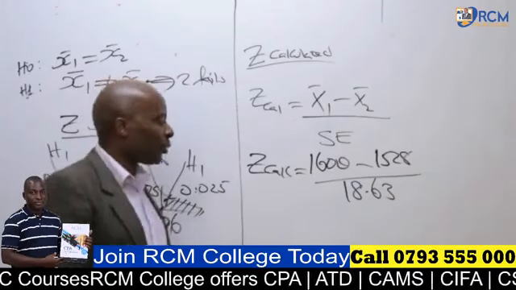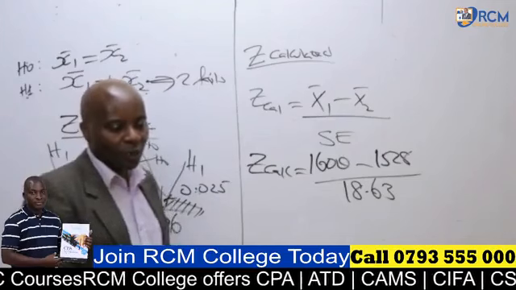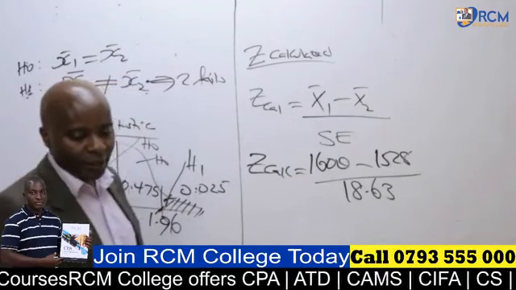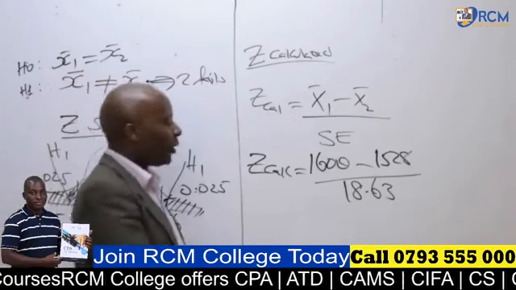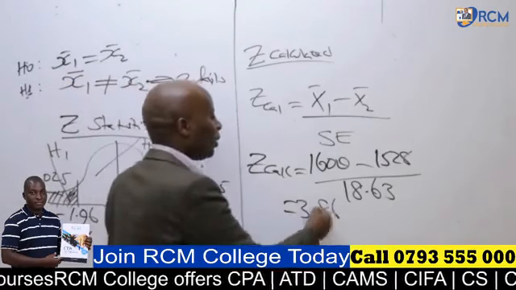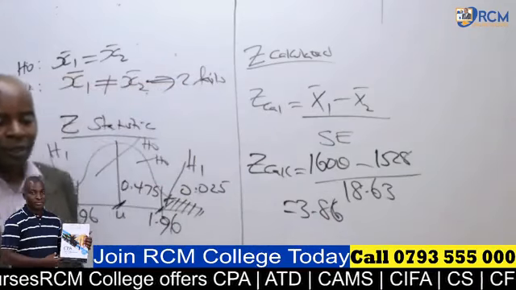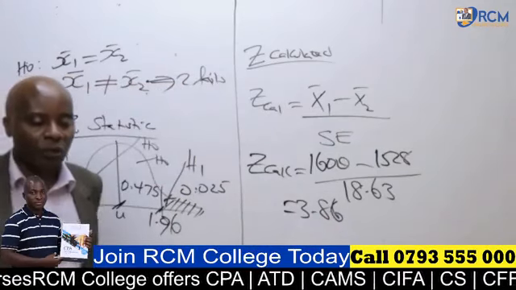So I want someone to give me the final answer of Z calculated. Lokai, Denzel, Denise, they're giving me 3.86. So having gotten 3.86, what do you think could be the next thing to be done?